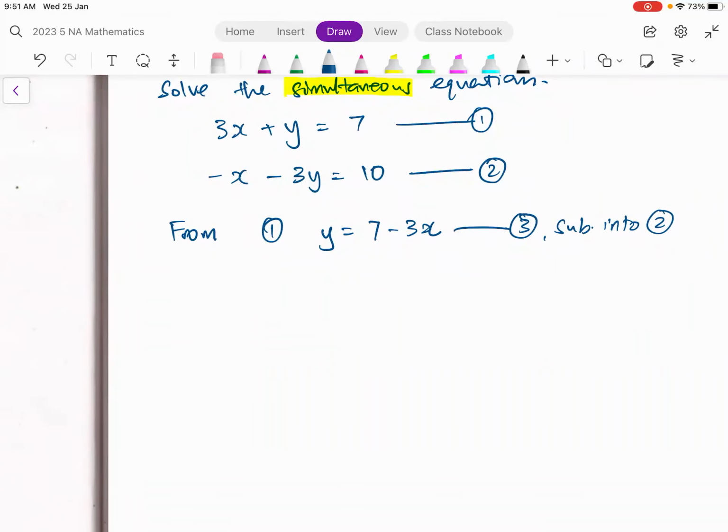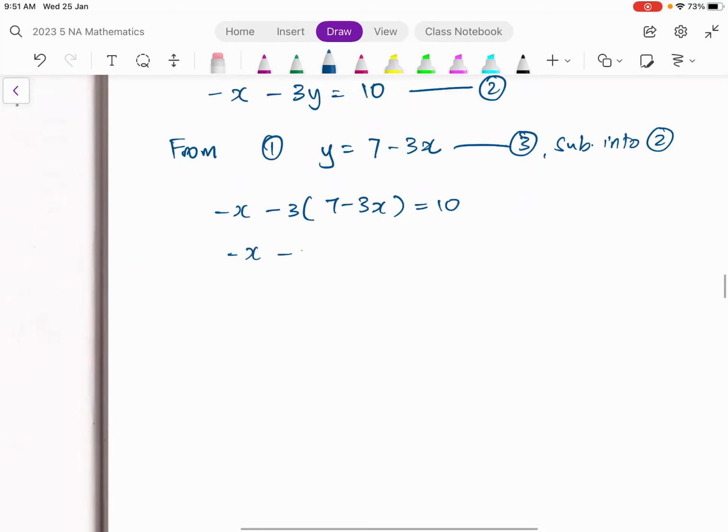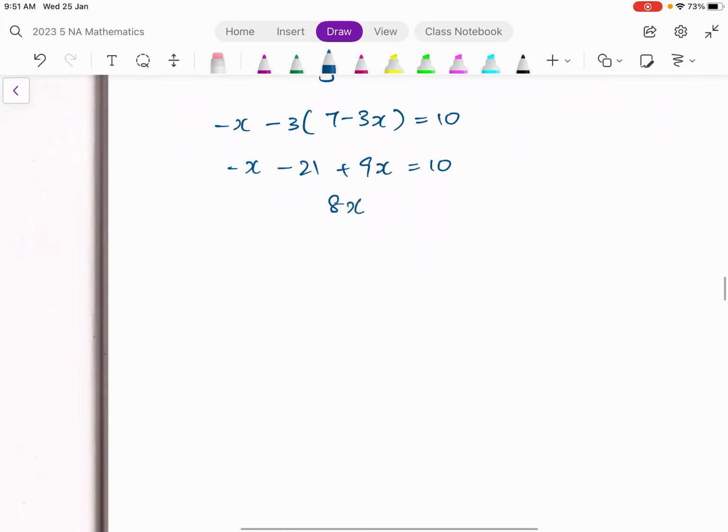Okay, so sub equation 3 into equation 2, negative x minus 3. When you see the y, you change it to 7 minus 3x equals 10. And then you expand, negative x minus 21 plus 9x equals 10. Combine, 8x is equal to plus 21, 31. x equals 31 over 8.